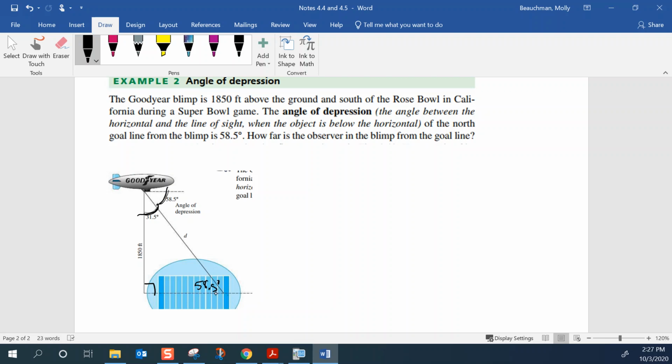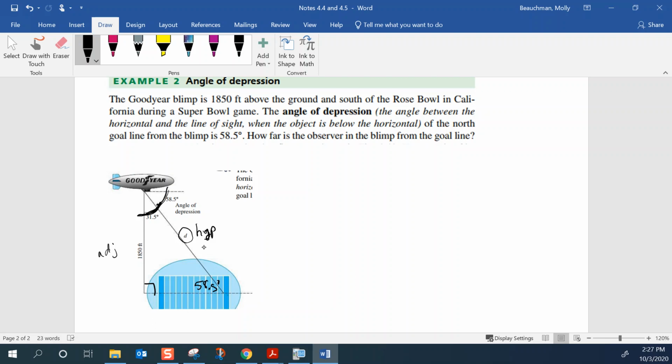Okay, so that's more of an angle of depression from horizontal. So that angle is 58.5. We have 31.5, and we have 1850. And what we're trying to find is how far the observer is from the goal line. So here's our value that we're looking for. You can use either angle, it doesn't matter. If we use the 31.5 degrees, I'm going to use this one. Then we have the side adjacent, and we're looking for the hypotenuse. So remember, the hypotenuse is always the longest side, it's not the adjacent.